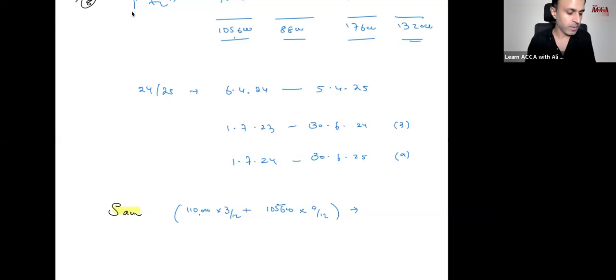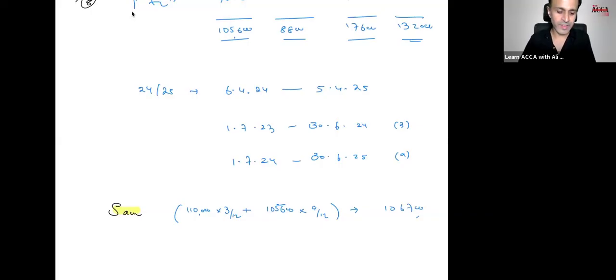105,600, 79,200, 79,220. So 106,700. Now this is the figure that's going to get into the tax year of Sam.